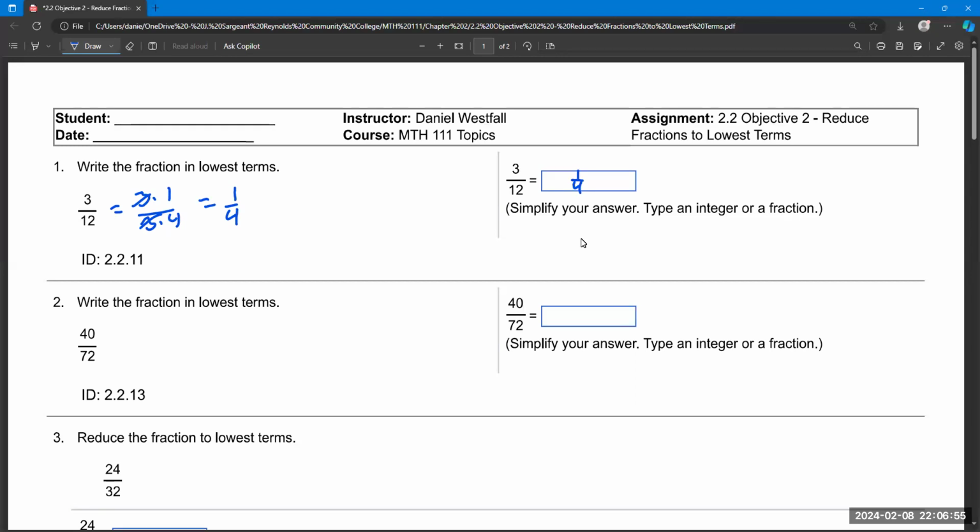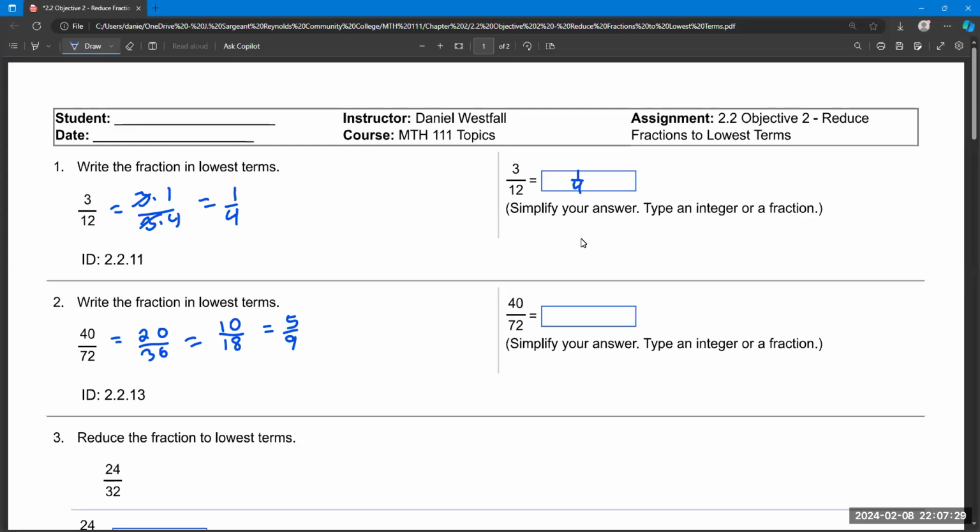You can take a couple of steps. For instance, this one, we could see that they're both even numbers, meaning that they're both divisible by 2. And so I could say 40 divided by 2 is 20, and 72 divided by 2 is 36. And they're still both even numbers, so I can keep going. 20 divided by 2 is 10. 36 divided by 2 is 18. Let's keep going. 10 divided by 2 is 5. 18 divided by 2 is 9. And I stop because 5 and 9 no longer have any common factors.